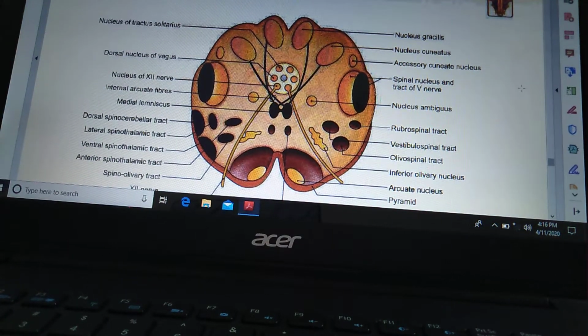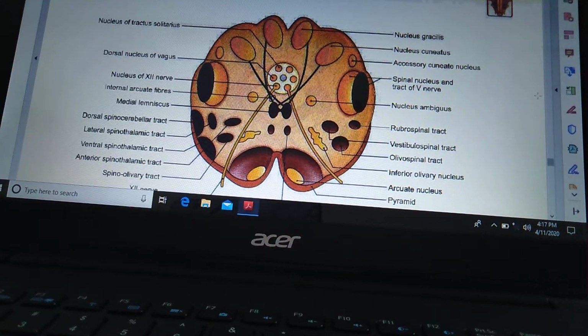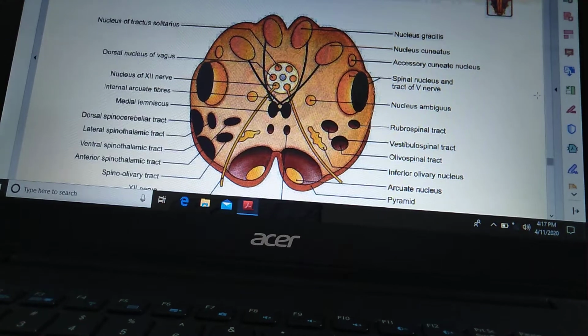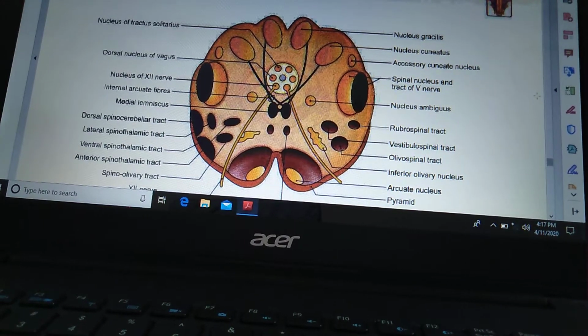Tractus solitarius, it is one of the descending tracts, right, which mediates especially the sense of taste and includes the fibers from the facial, glossopharyngeal and vagus nerves. That is about the gray matter at this level. Then comes the white matter.